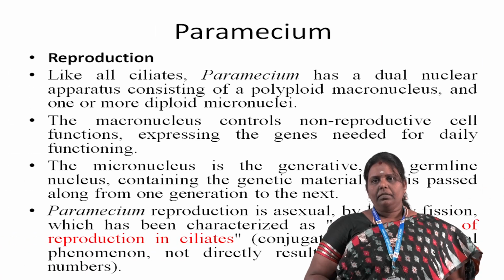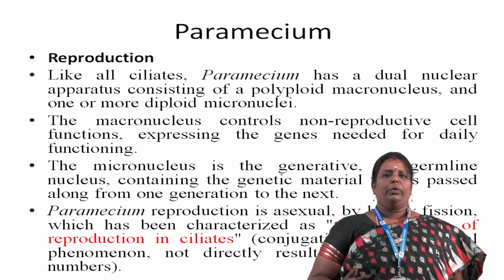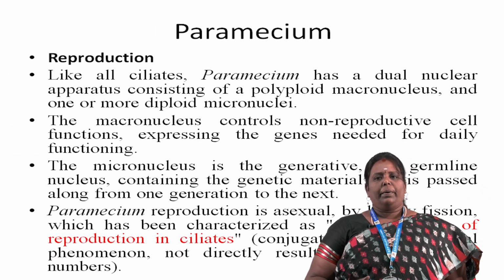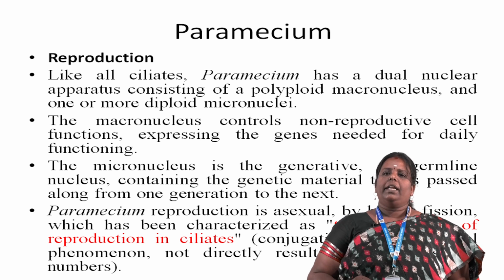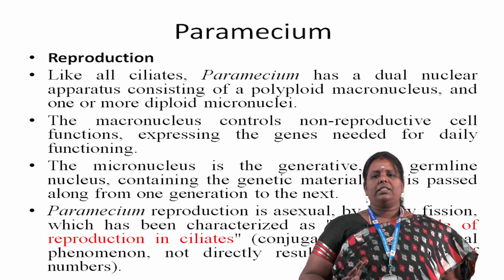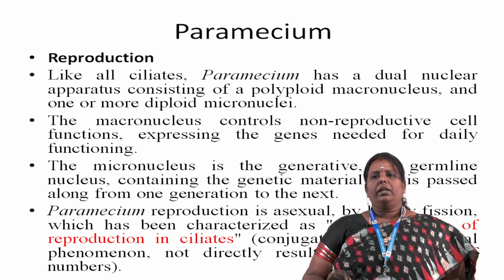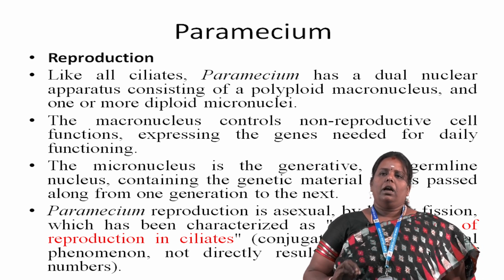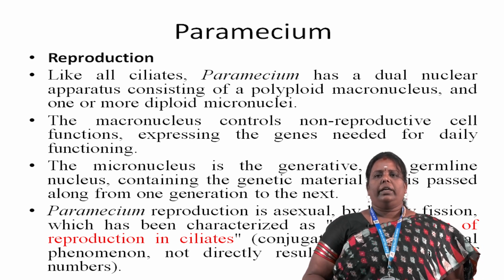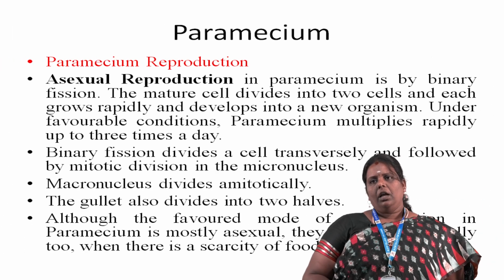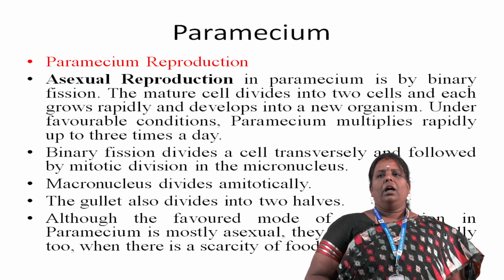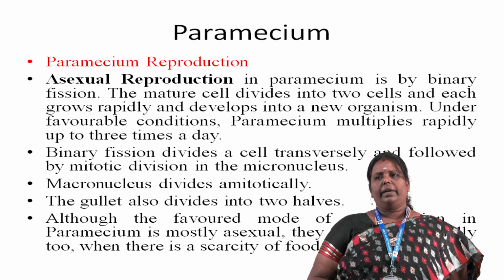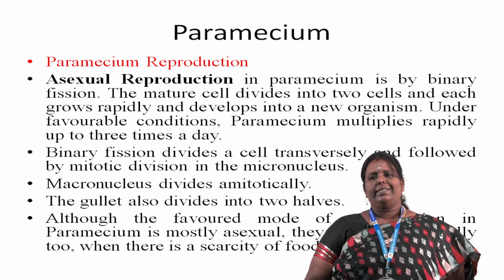Next, in reproduction we have to explain the dual nuclear apparatus and the non-reproductive cells. Here the sole mode of reproduction is in a ciliate and a conjugated cell. The material is fully passed on to the next generation. The phenomenon of polyploidy of the macro and micronucleus is very, very important. Next, Paramecium reproduction, which I already told you, I will just explain in running manner: asexual reproduction, the binary fission, and sexual reproduction.